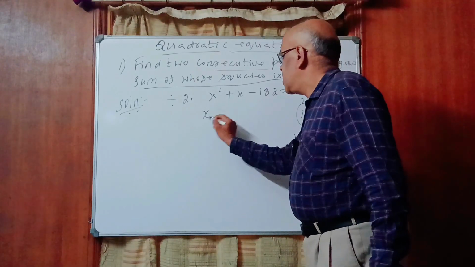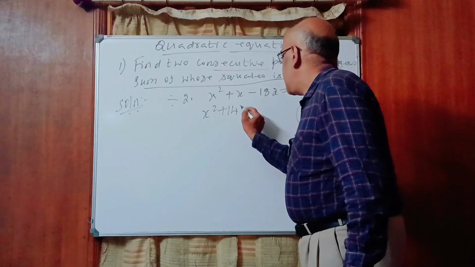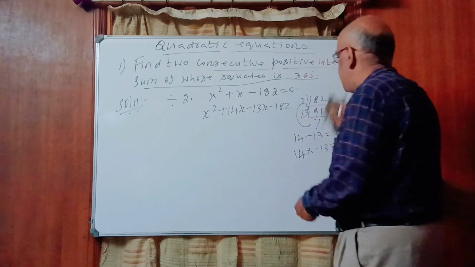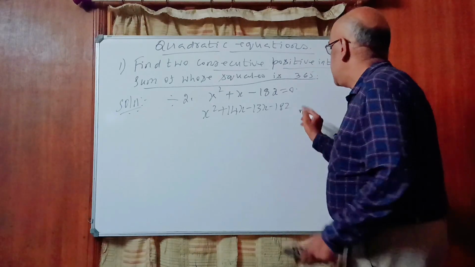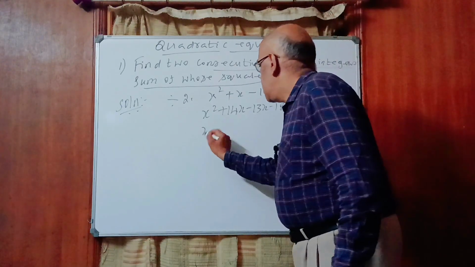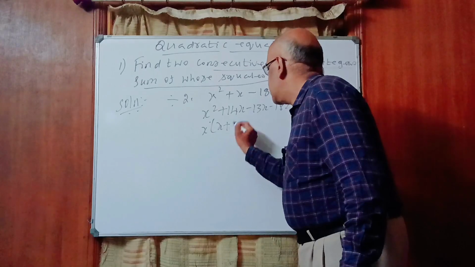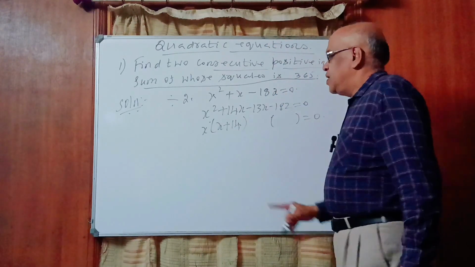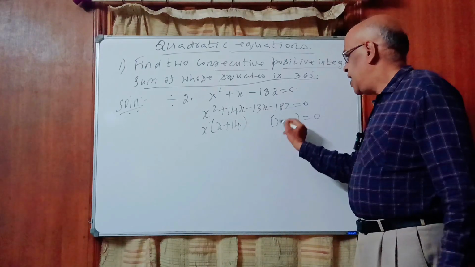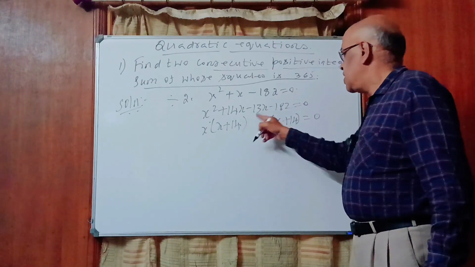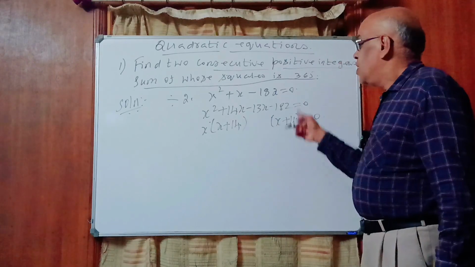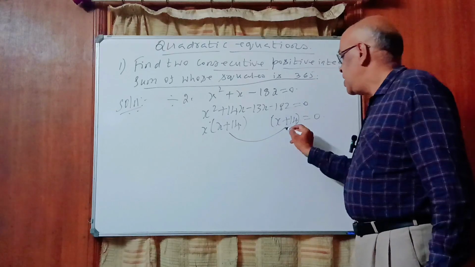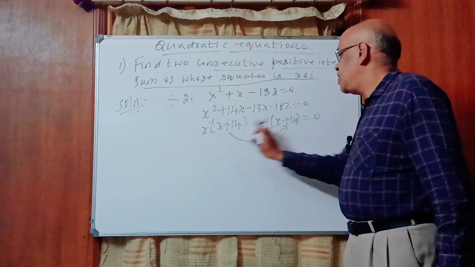X square plus 14x minus 13x minus 182 is equal to 0. So what is this? Take x common, x plus 14. Now children, I told in my previous videos, this x plus 14, blindly write x plus 14. No need to check here. Then you can take out the common factor. Now two things I told you, whatever factor comes here, same thing should come here also. X plus 14, x plus 14.